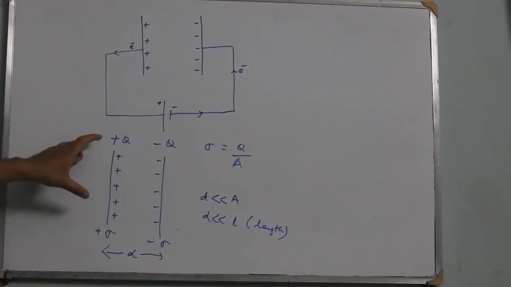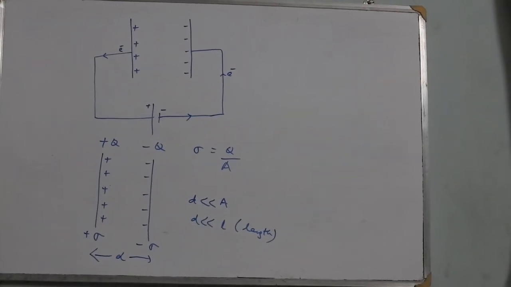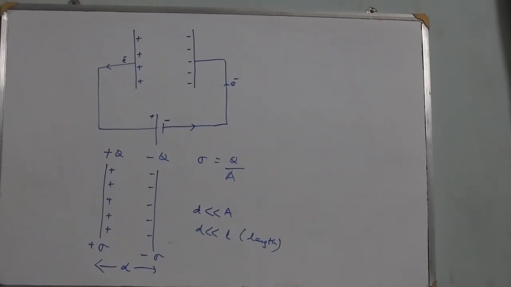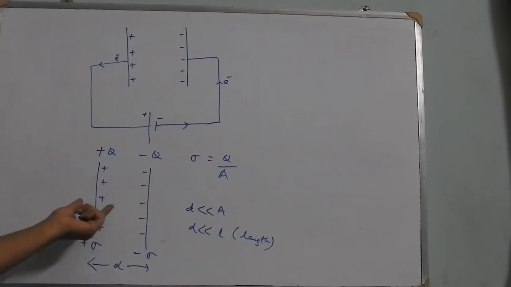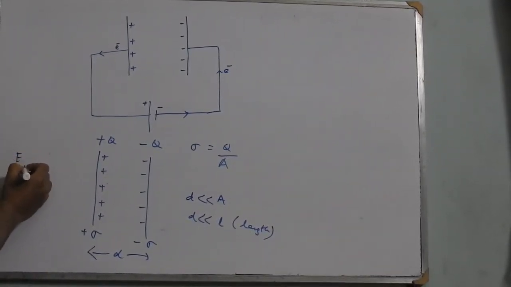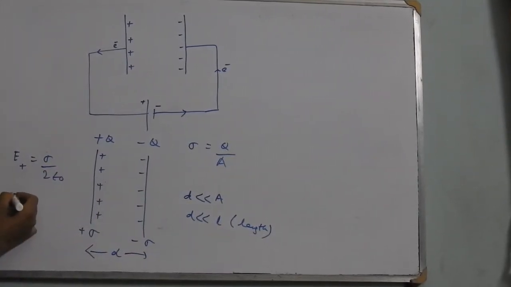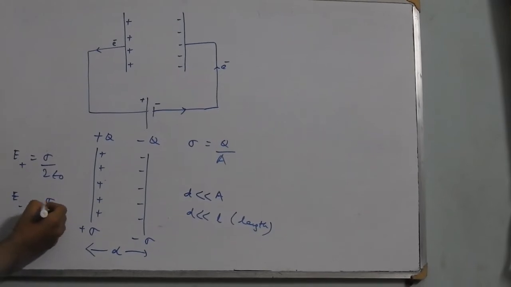So the electric field that these plates will produce will behave like the electric field due to an infinite sheet. That means this plate will provide the electric field, say for example, E plus, that is sigma by 2 epsilon 0, and this plate will also produce an electric field which is sigma by 2 epsilon 0.